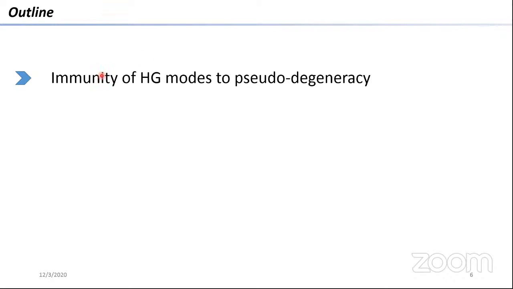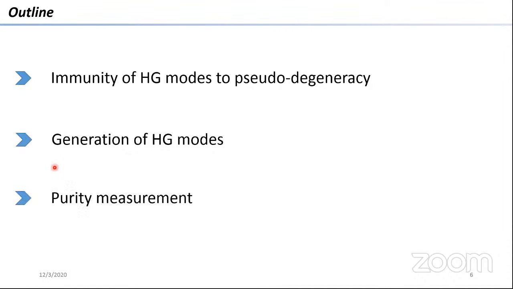This is the outline of my presentation. First of all, I will talk about this immunity of the HG modes. Then I will show how we generate these kinds of modes and how we measure their purity. So let's start with the first point.